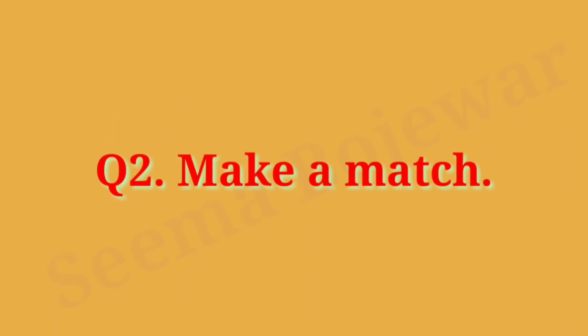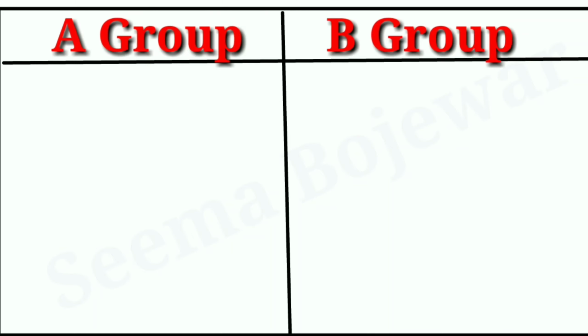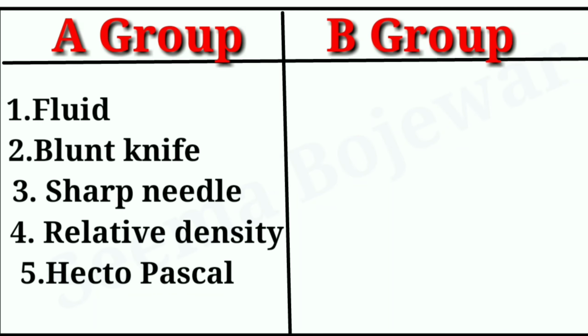Question 2. Make a match. A group and B group. A group: 1. Fluid, 2. Blunt knife, 3. Sharp needle, 4. Relative density and 5. Hectopascal.